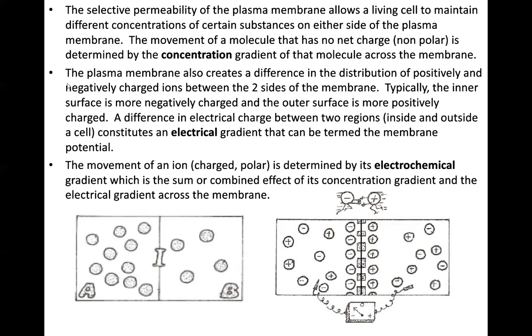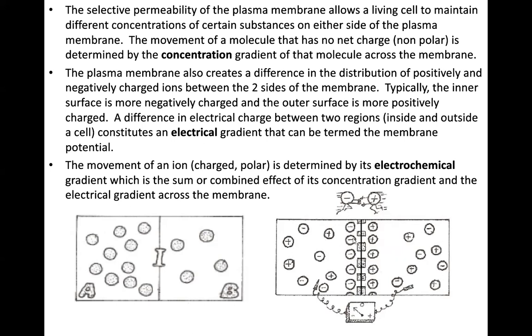But those aren't the only things that we have unequal numbers of. Our plasma membrane also creates a difference in distribution of positively and negatively charged ions between the two sides of the membrane. Typically, the inner surface will have more negatively charged ions and therefore is more negatively charged, whereas the outer surface is more positively charged. In our illustration, we show that this happens to be inside the cell, this happens to be outside the cell.